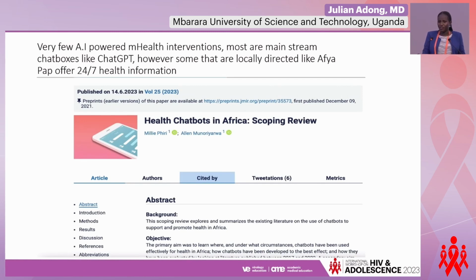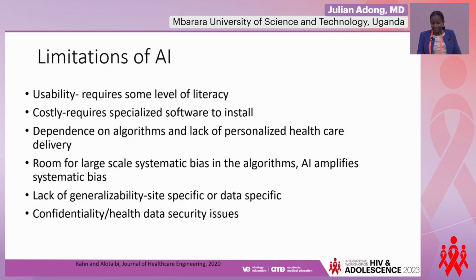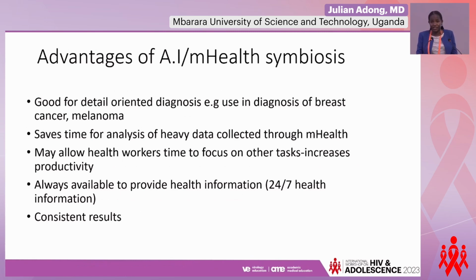So I looked up the literature and looked up what was available. And what I found was that there are very few AI-powered mHealth interventions, and most are mainstream, things like ChatGPT. However, some are locally directed, like the Afya Pap, which is popular in Kenya and in Uganda. Some of the advantages of AI include it can be detail-oriented and is very good at diagnosing, especially it has been piloted in breast cancer diagnosis and other cancers. It saves a lot of time and can go through a lot of data that is collected in a very short time as opposed to a human being.